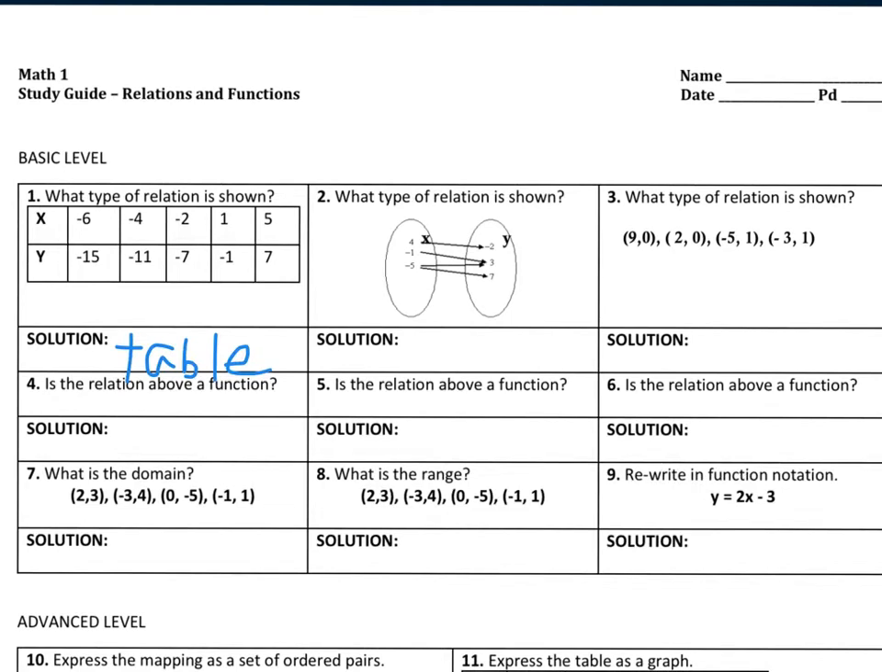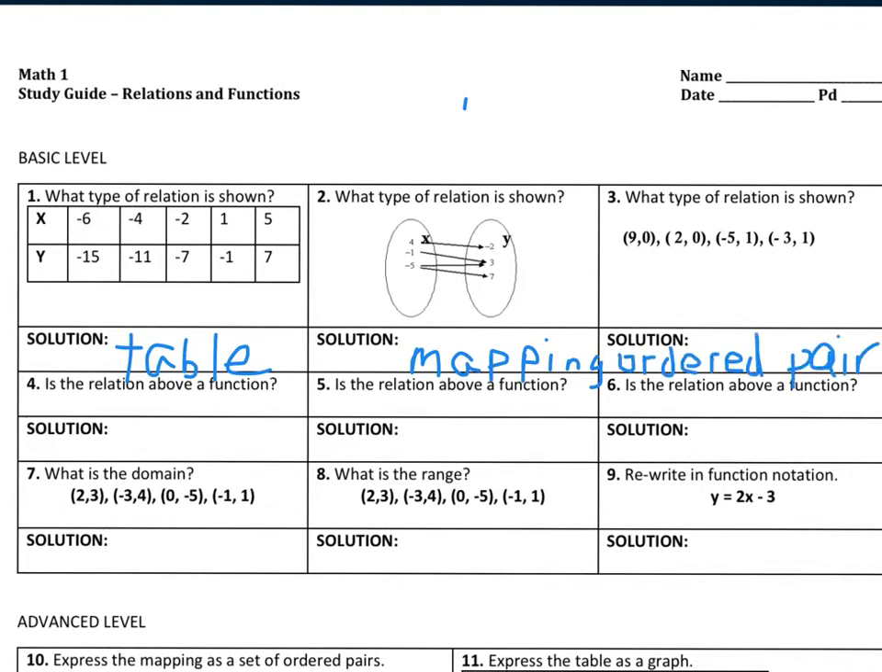Number 2, if I see something with circles and lines going to it, I know that it's a mapping. And number 3, the information given is in parentheses separated by commas, therefore I know that those are ordered pairs.